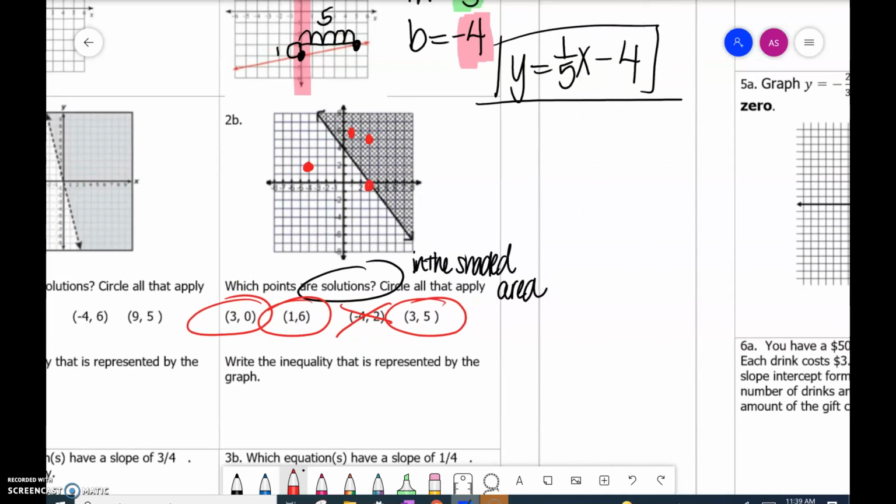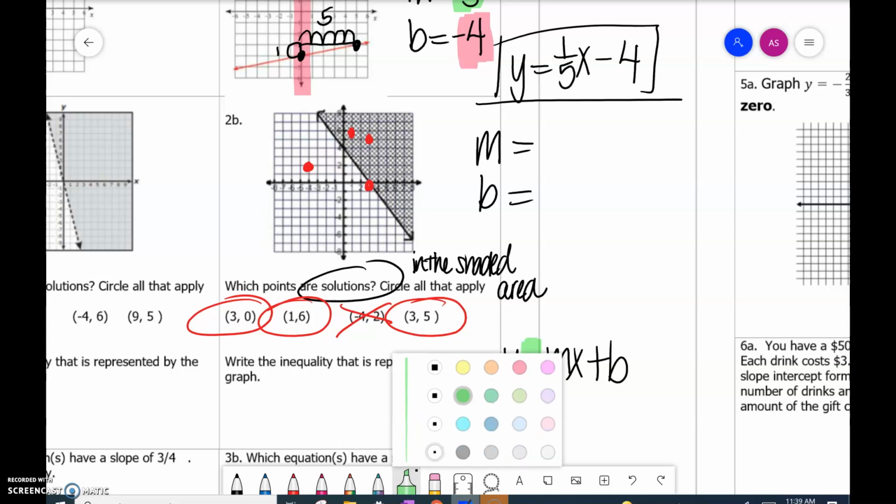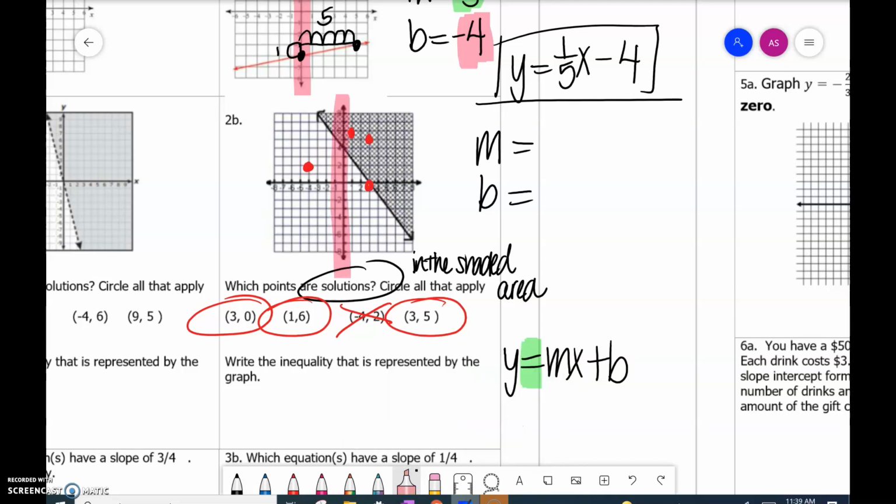Now it wants us to write out our inequality. So we're going to stick with slope-intercept form. y equals mx plus b. The only thing that's going to be different is instead of having my equal sign, I'm going to have my inequality sign. So I still want to do that same thing as number 1. I want to find my slope and my y-intercept. So my y-intercept is crossing at +4, so b equals 4. And then I'm going to pick another point. Let's pick this one here.